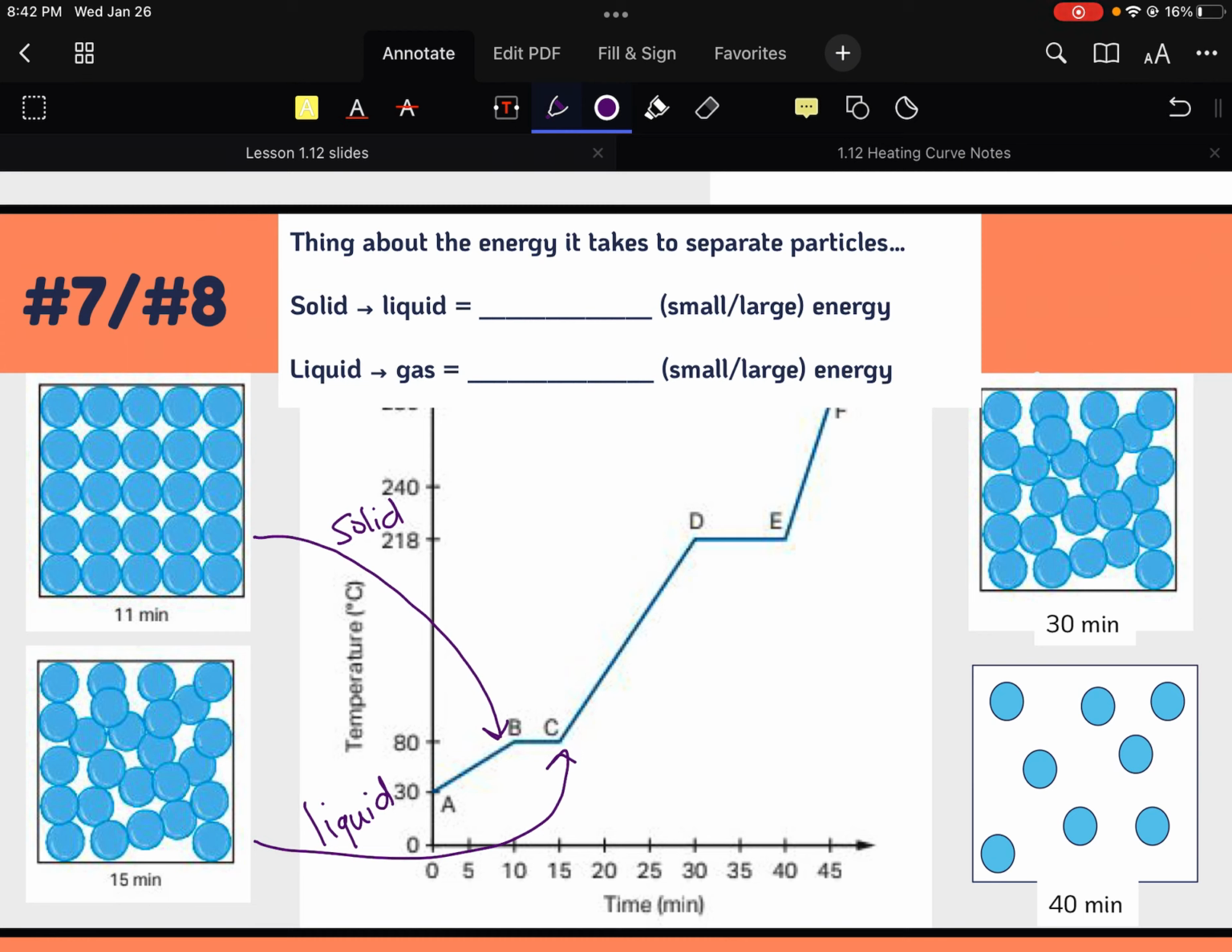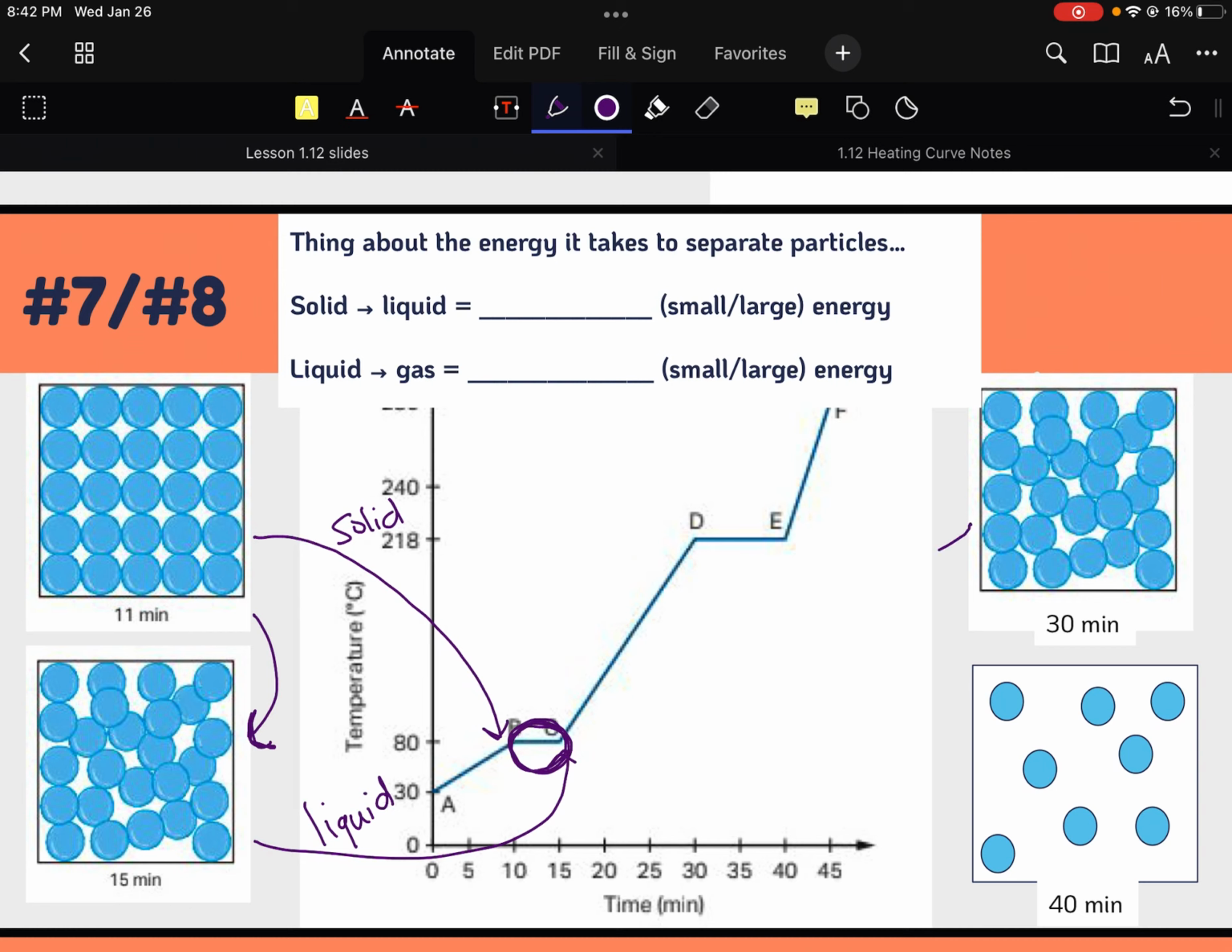Okay, so I can see that my energy here, this energy on this flat line, is being used to break these forces of attraction. So I can see now I no longer have this orderly arrangement. They're spreading out a little bit more than they were over here in the solid.